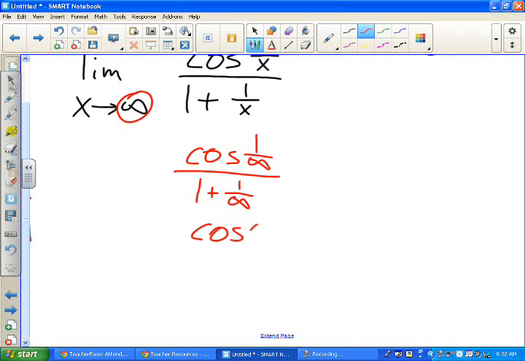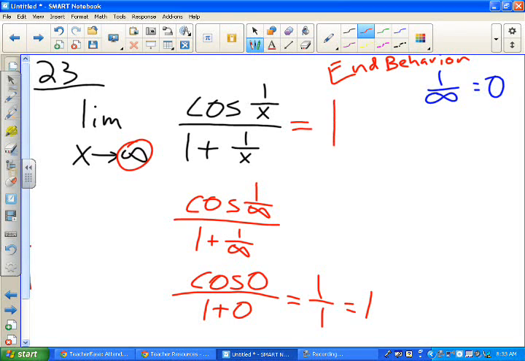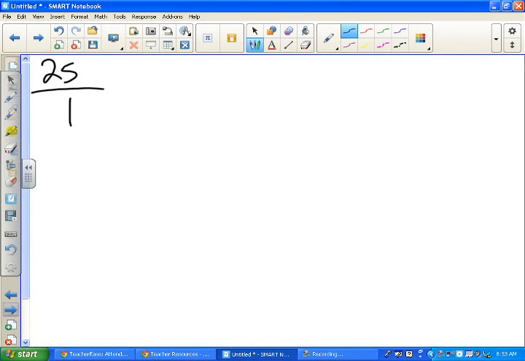So by plugging infinity into the existing function, I'm going to get cosine of 0 over 1 plus 0, which is 1 over 1, and again the end behavior would equal 1. So as we approach infinity, we're approaching 1. There's other ways to do it, but this is another example. Clearly, if you graph it, you'll get that, and then we have the analytical to back it up.